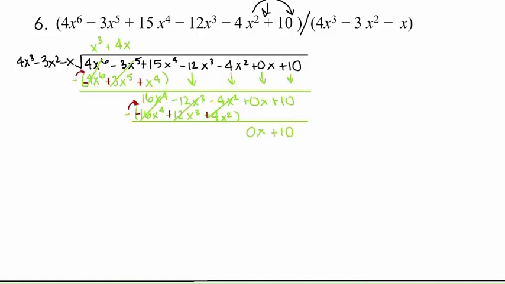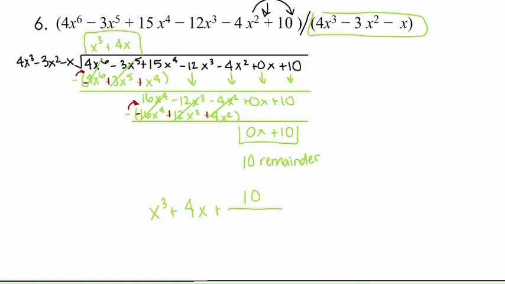This is going to be a remainder because there's no other way to simplify this or divide this out. So positive 10 will be your remainder. And to write that in fraction form, you're going to have what you have above the radicand. So to write a remainder, since it's positive, you're going to have an addition sign. You're going to take your remainder, put it in the numerator, and have it divided over what your original denominator is. So in our case, it's 4x cubed minus 3x squared minus x. So this becomes your final answer.